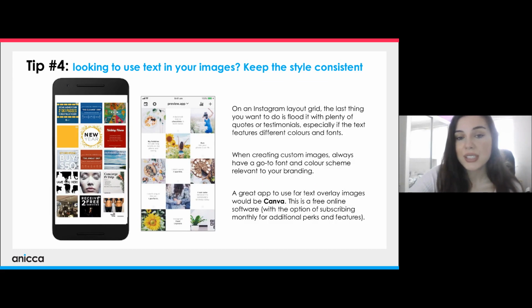Are you looking to use text in your images? If so, try and keep it consistent. On an Instagram layout grid, the last thing you want to do is flood it with plenty of quotes or testimonials, especially if the text features different colors and fonts. It looks unprofessional, so the best thing to do is always have a go-to font and color scheme relevant to your branding. A great app for this is Canva. It's an app and you can also use it on your computer, and it's a free online software.